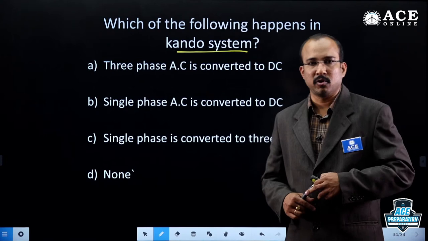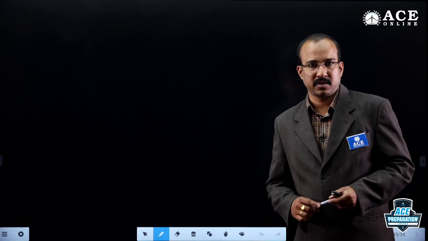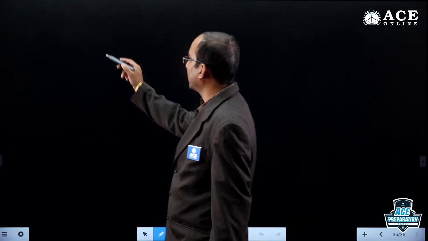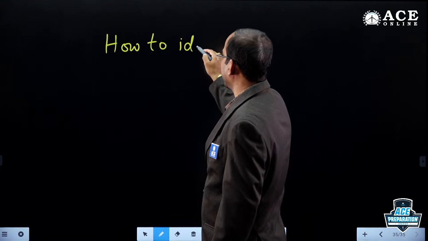So I will try to analyze one more concept from protection point of view. Okay. From power system protection. How do you identify a relay to be a directional or non-directional? So, how to identify relay to be directional or non-directional?